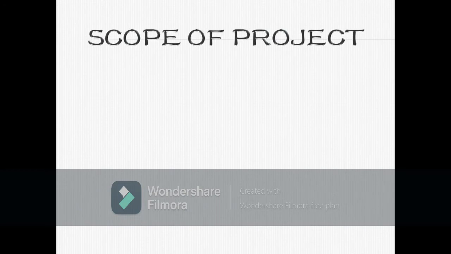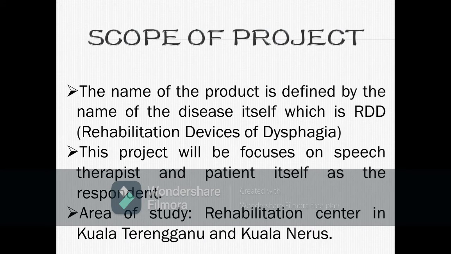For the scope of the project, the name of the product is defined by the name itself, which is RDD, the rehabilitation device for dysphagia. This project will focus on speech therapies and the patient itself as a respondent. The area of study involves the rehabilitation centers in Kuala Terengganu and Kuala Nerus.